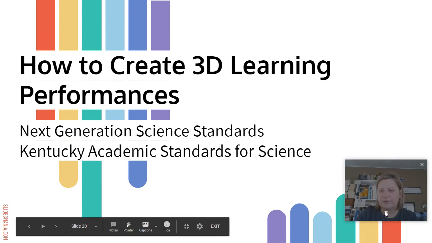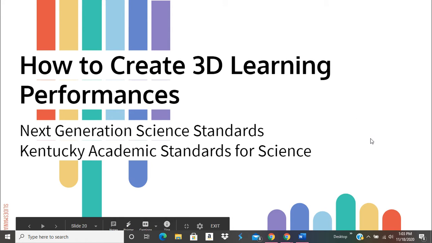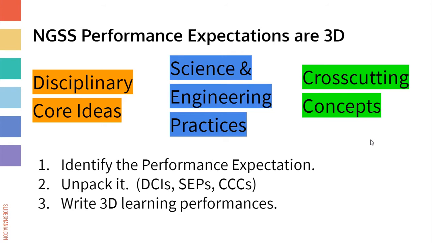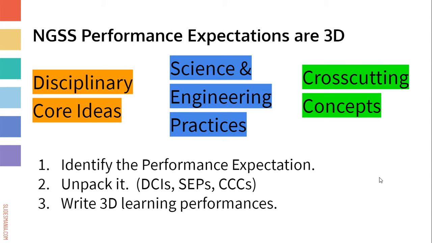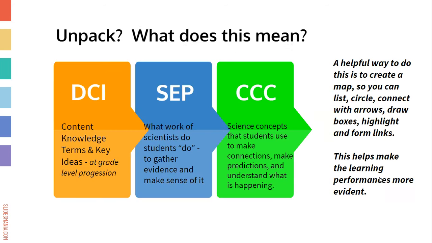So I'm going to take myself off and we'll begin looking at the steps. Remember that the NGSS performance expectations, those big standards, are three-dimensional. They have the disciplinary core ideas, the science and engineering practices, and the cross-cutting concepts. First thing we need to do is identify what our performance expectation is that we're trying to address in our lessons. Then we need to unpack it, figure out what each of the three components are, what they mean, and that will help us better write some smaller, more targeted learning performances for students to do.